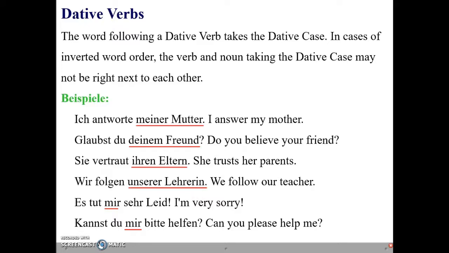All right, so now you have some practice activities and exercises to do on Schoology working with the dative verbs.